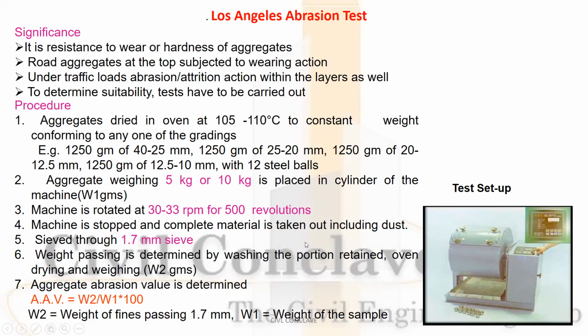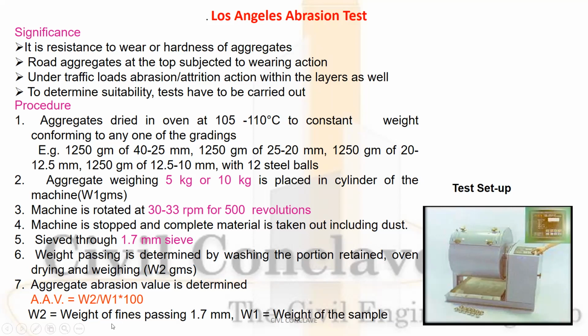The machine is rotated at 30 to 33 RPM for 500 revolutions. This is the drum which is to be rotated. The machine stops and the material has to be taken out, including the dust, and sieved through a 1.7 mm sieve. Weight passing is determined by washing the portion retained, oven drying and weighing. That is W2 grams. Aggregate abrasion value is determined as W2 divided by W1 into 100.